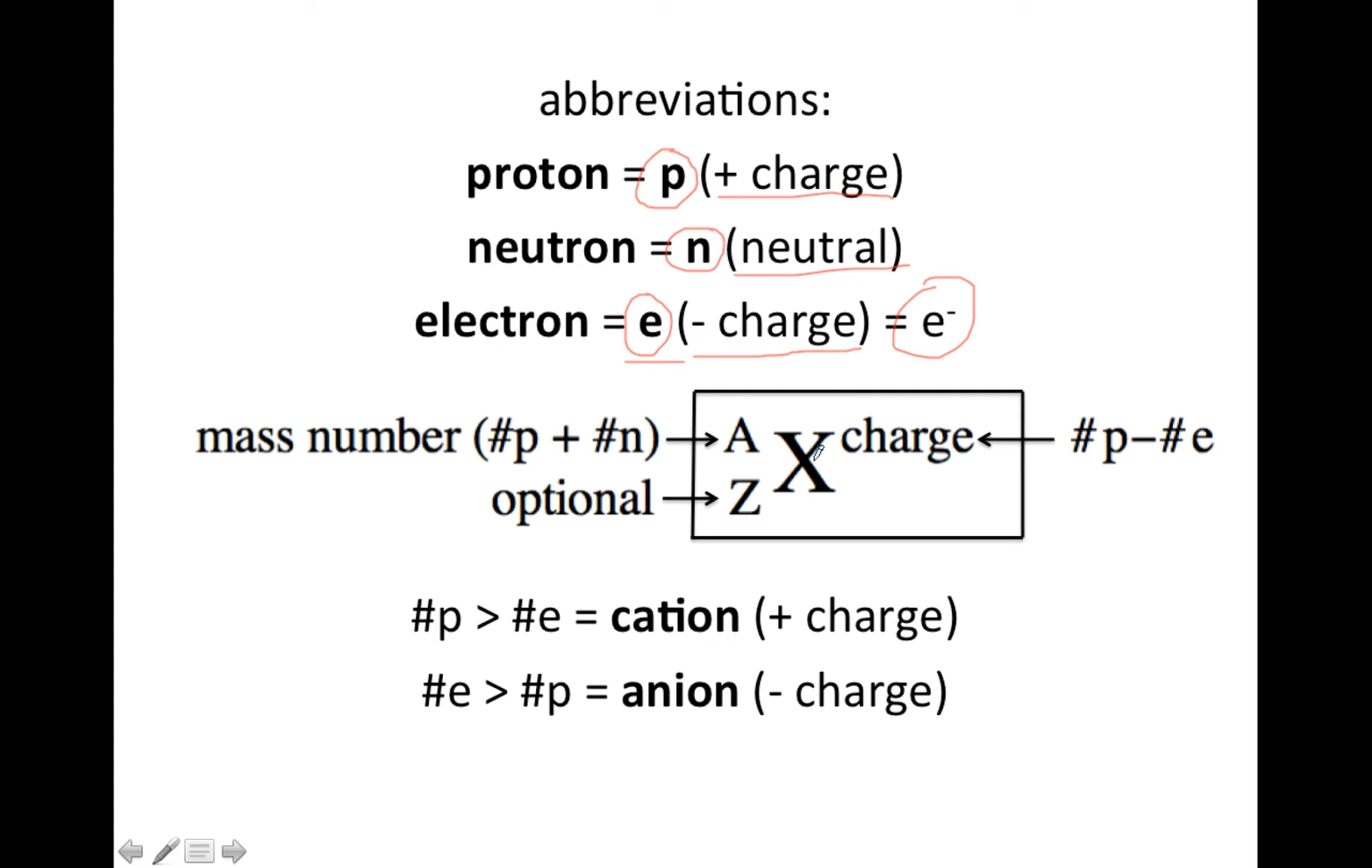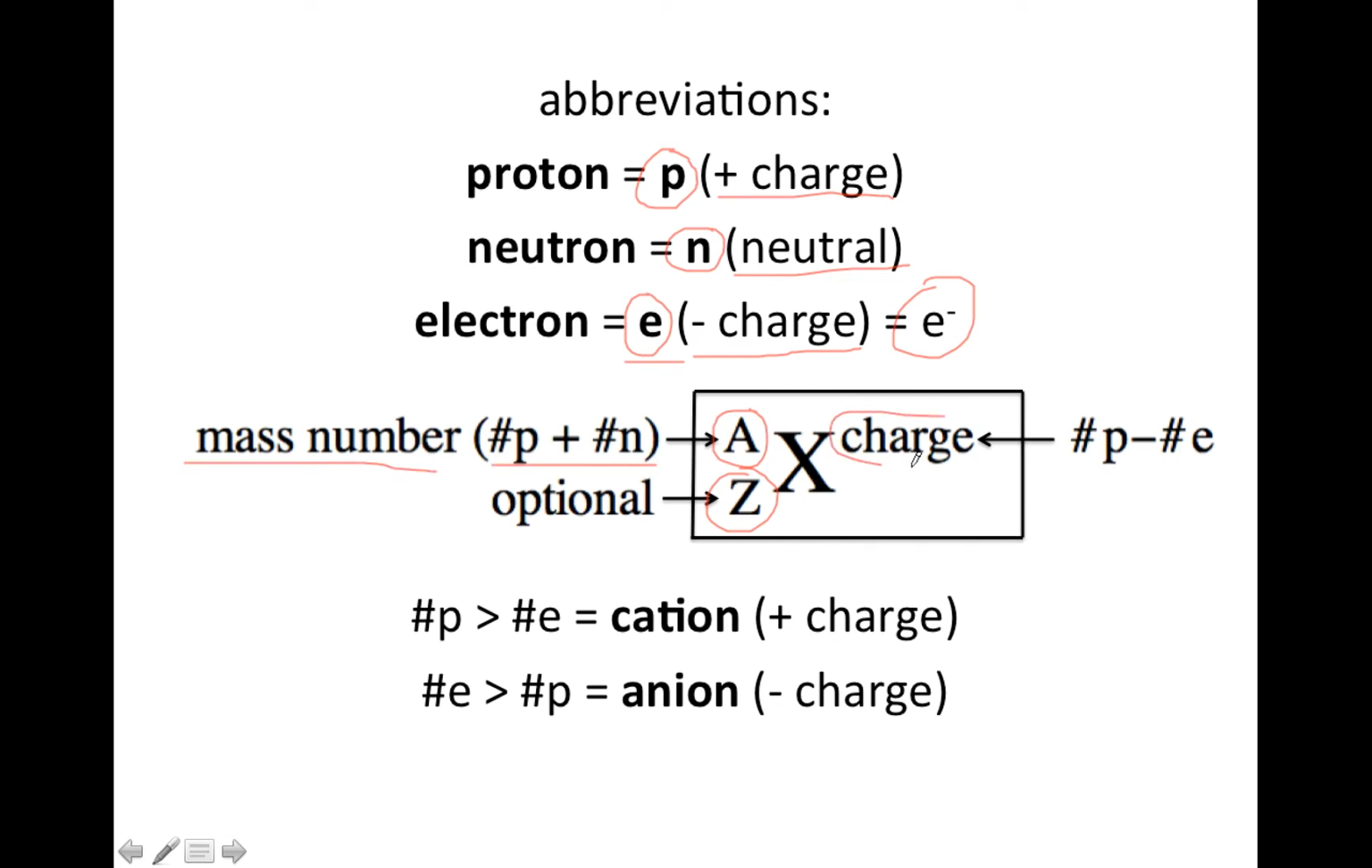We'll call it X for now, but that could be any element on the periodic table. If there's a number in the lower left, that's the atomic number, Z. And I wrote optional because even if that number is missing, you can just look on the periodic table and find the whole number in the box, and that'll tell you the atomic number or number of protons in X. The upper left number is known as the mass number, and that's the number of protons plus neutrons.